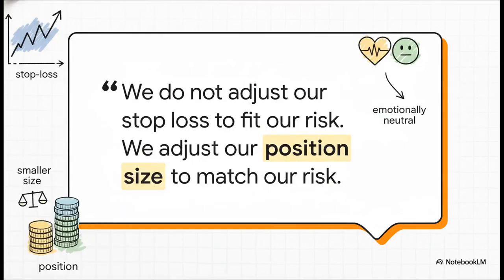Before we even think about clicking that buy or sell button, our risk is already defined. Our stop loss goes where our trade idea is proven wrong based on the market structure. And then we use this golden rule. We never move our stop closer just to risk less money. We simply trade a smaller size. This one thing keeps every single trade emotionally neutral.